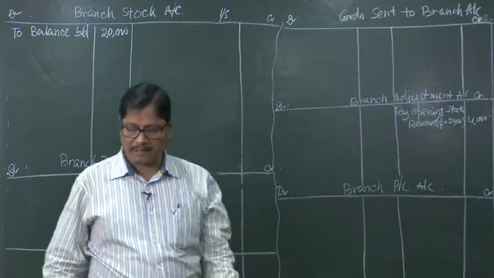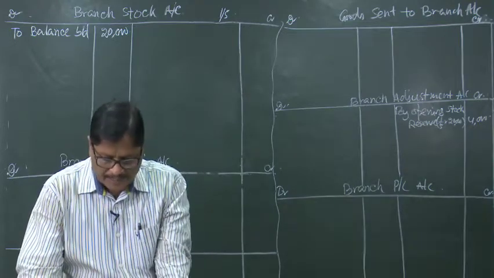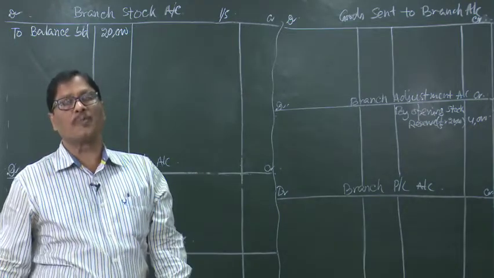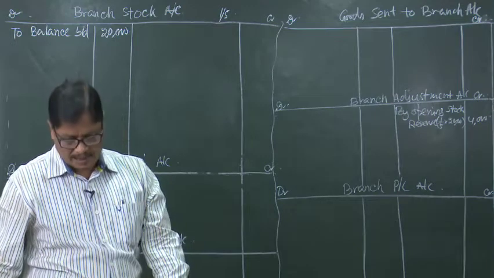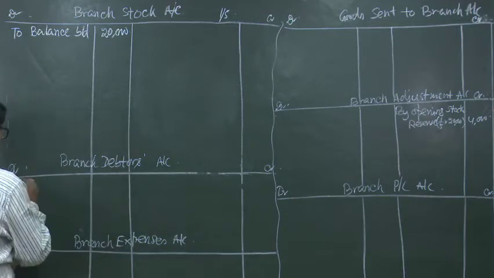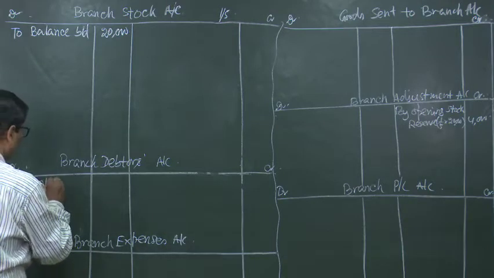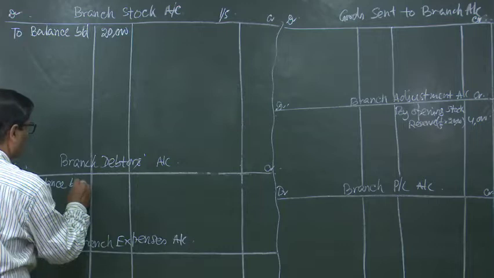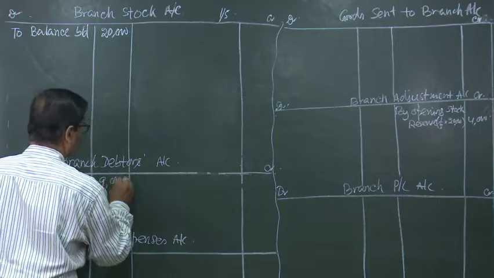Then the next item is debtors at branch on 1st January, that means opening balance of debtors is 9,000. So, branch debtors account debited to balance brought down 9,000.